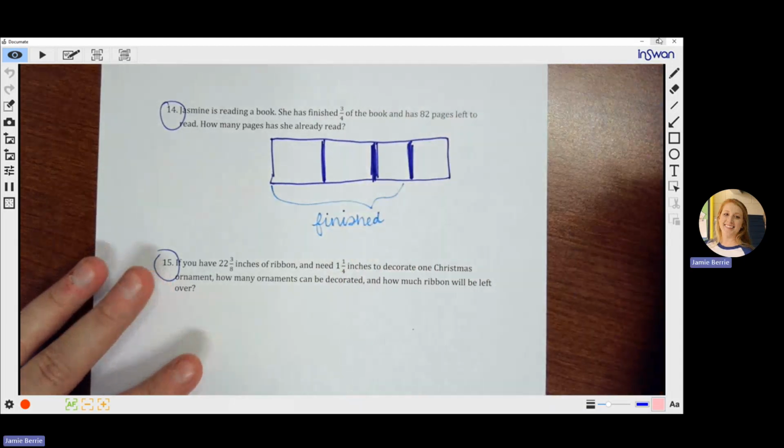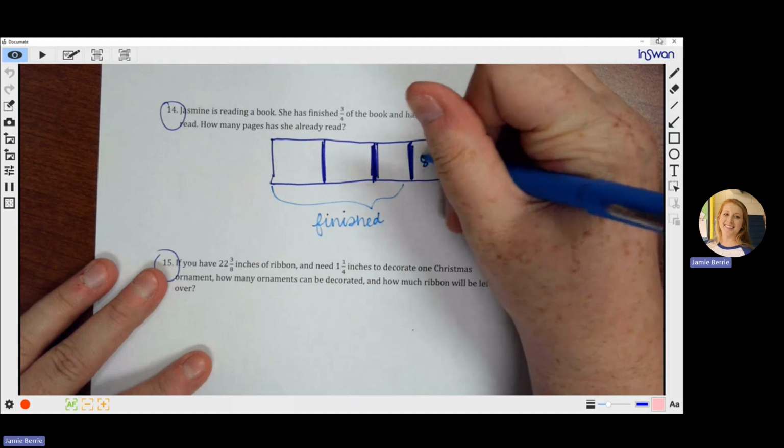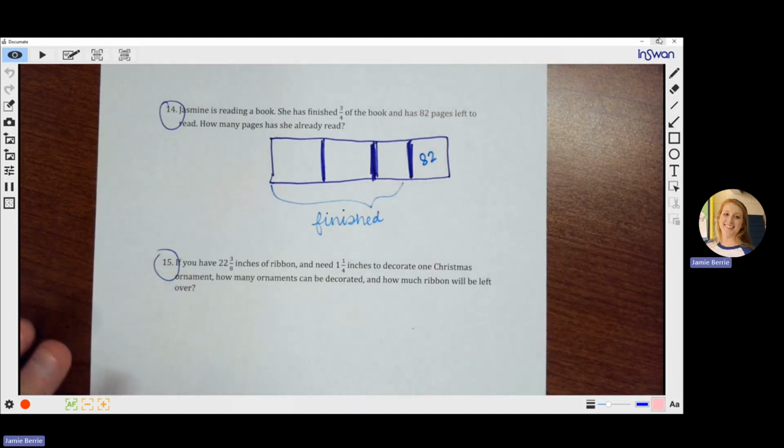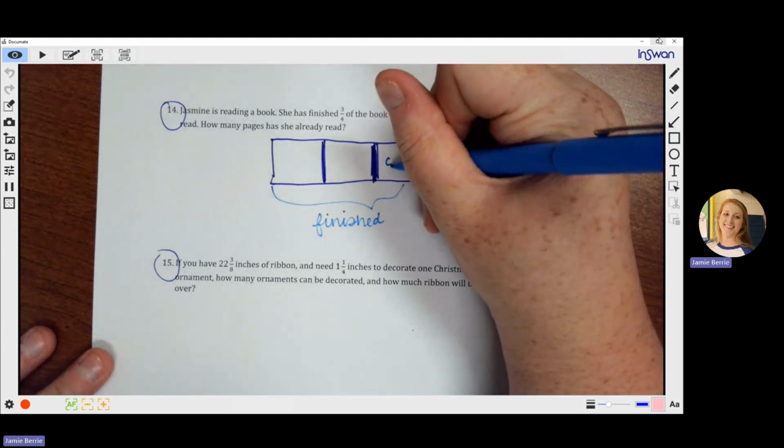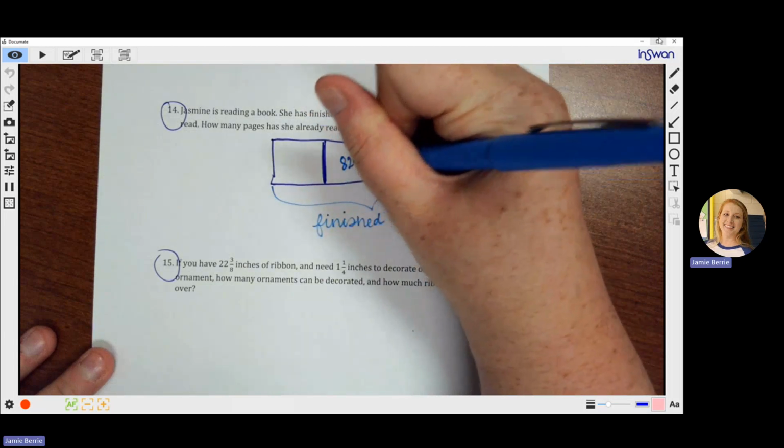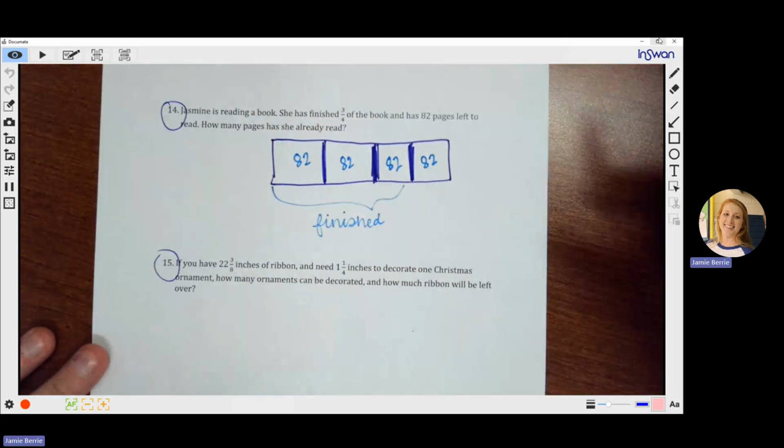So this is the first 3/4 of the book. And then she also has 82 pages left to read. All right, so that's the ending of the book. But each one of these quarters represents the same amount of pages. So that tells me that each one of these quarters represents 82 pages.